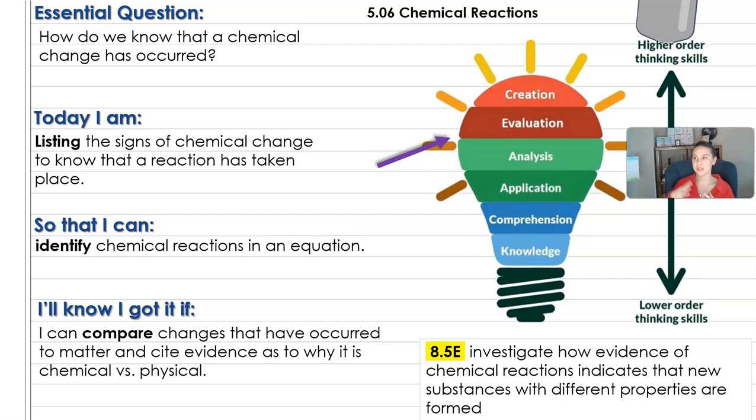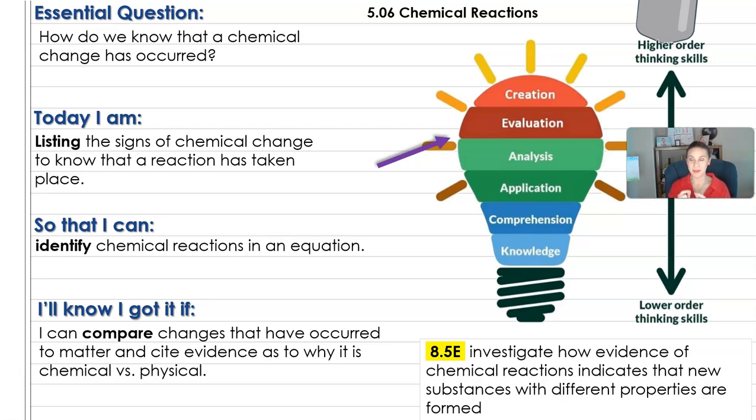Okay, so this is a concept that I know you've heard of before, but today you're going to be listing the signs and the evidence that chemical change has occurred to know that a reaction has taken place. You'll do this so that you can identify a chemical reaction in an equation, and then you'll know that you got it if you can compare the changes that have occurred to matter and cite evidence as to why it is a chemical change versus a physical change.